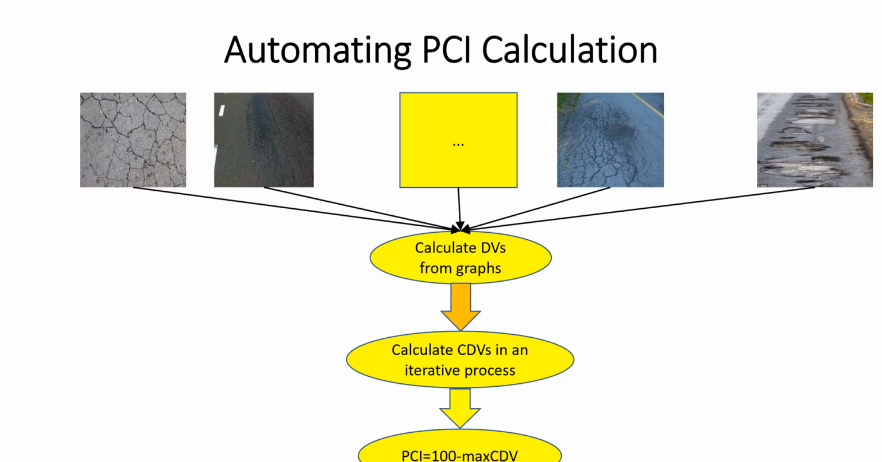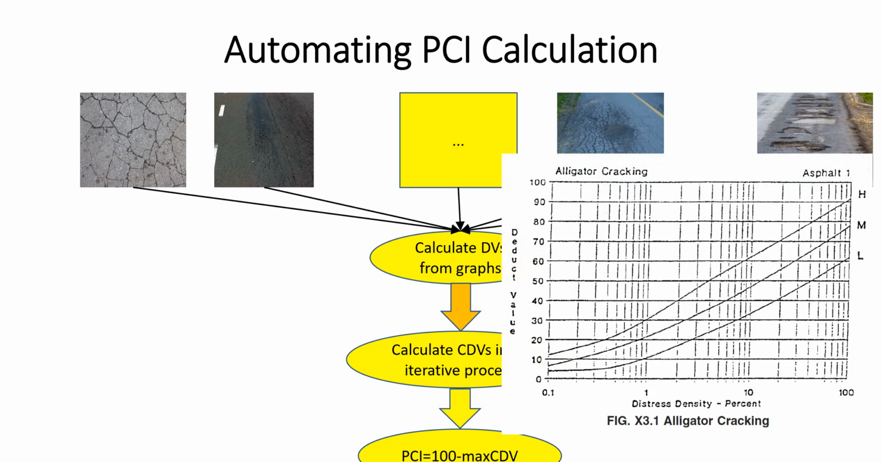This slide is pretty good to give you an idea of how PCI calculation works. So essentially, we have to collect different types of distresses on the road. For example, alligator crack, bleeding, edge cracking, potholes, and there are at least 10 other distresses in the ASTM guideline. And then when we collect all the distresses, we turn the distress density into something called deduct value to account for the impact of different distresses happening at the same time.